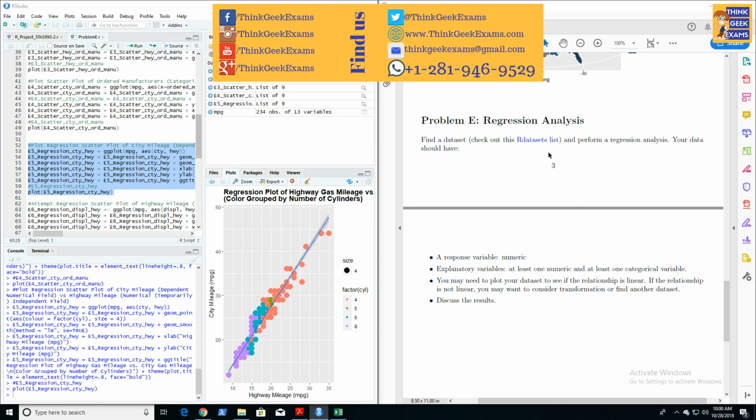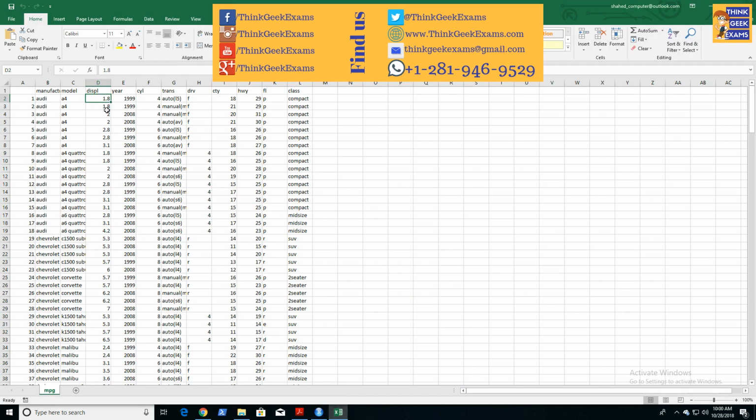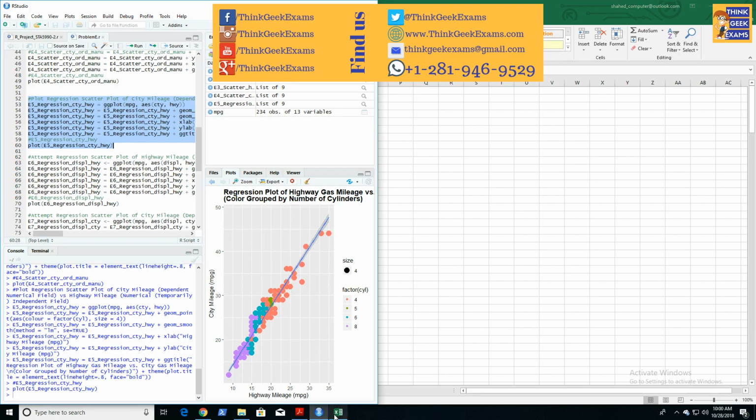And we have already loaded the data from the R dataset lists, and it's an MPG data. And we have already done quite a few graphs. And now we're going to do the first graph that has to do with engine displacement, the engine displacement with highway mileage data. So let's do that.